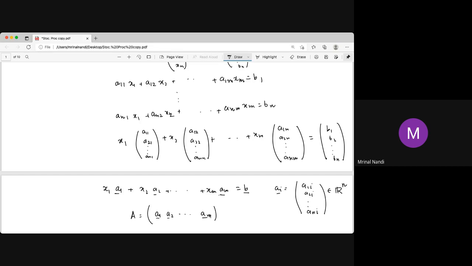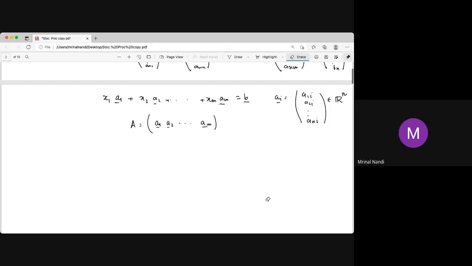Now from vector space theory, we know that if A1, A2, Am are linearly independent, then b can be written uniquely in terms of A1, A2, Am. That means the system of linear equations has a unique solution. And if A1, A2, Am are not independent, if they are dependent, then we can write b in terms of A1, A2, Am in more than one way, which means infinitely many ways. So this is the question of whether a solution of the system of linear equations exists. If it exists, then it is unique or infinite. That we should resolve, and the question is how to find the solution.